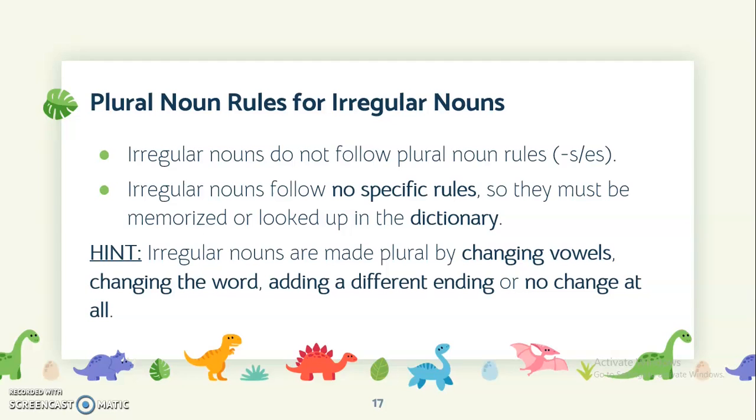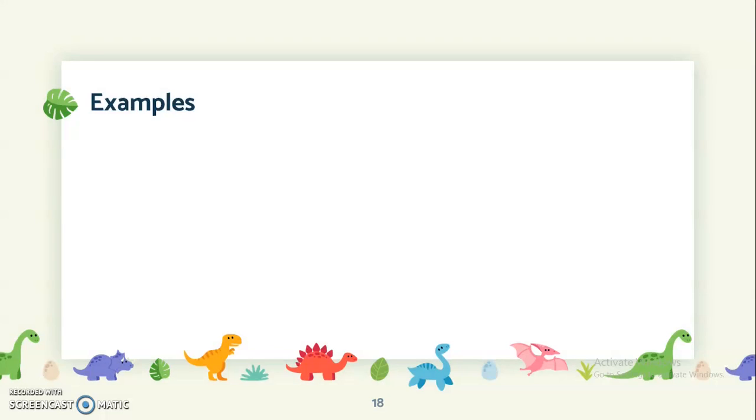The hint I'm going to give you here is irregular nouns are made plural by changing the vowels, maybe changing the word, adding a different ending, or sometimes the singular form is used in the same way as the plural noun. Let me give you some examples one by one.